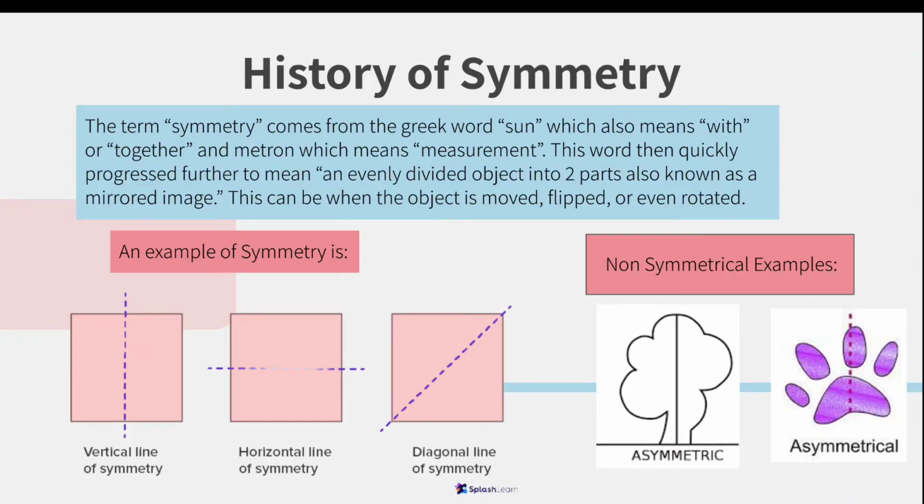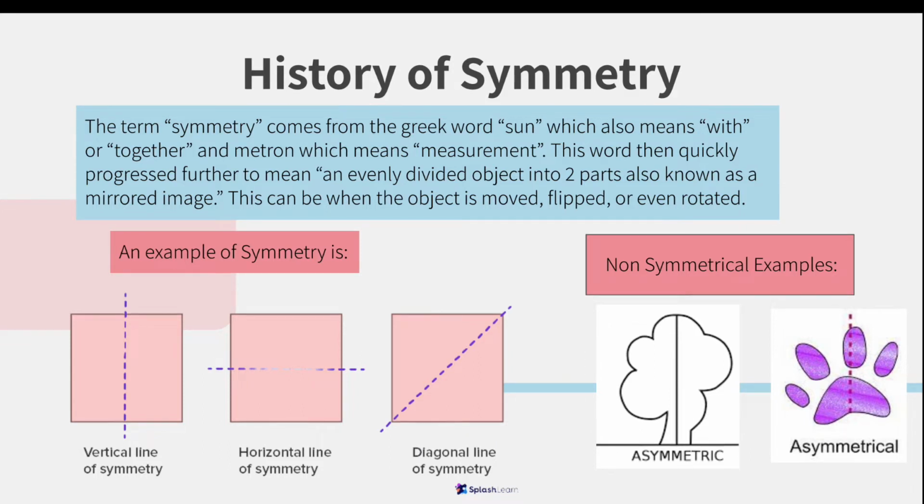The history of symmetry. The term symmetry comes from the Greek word sun, which means with or together, and metron, which means measurement. This word then quickly progressed further to mean an evenly divided object into two parts, also known as a mirrored image. This can be when an object is moved, flipped, or even rotated.